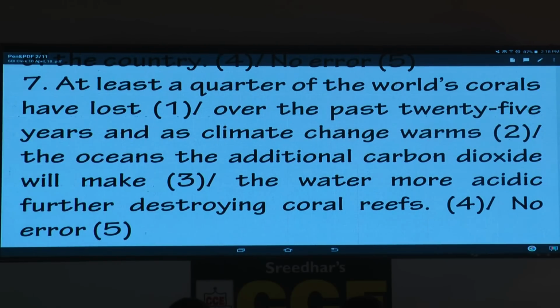Question number 7. This is an important one. Please put a star mark. Underline "a quarter". That is a fraction. At least a quarter of the world's corals. How many of you know the meaning of the word corals? What are corals? Have you ever seen corals?